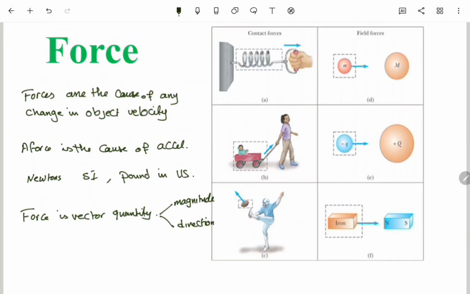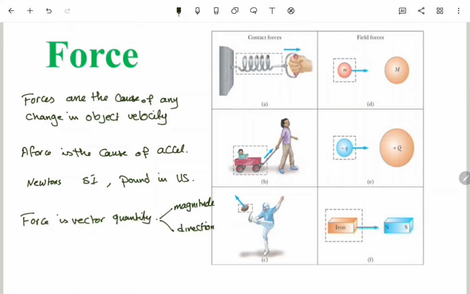Forces can be categorized into two main types: contact force, like the one you can see right here. There's a physical contact, like in this case when you stretch or compress a spring, or this one when this lady is pulling the cart with her child. When you kick a ball, all these are examples of contact force.